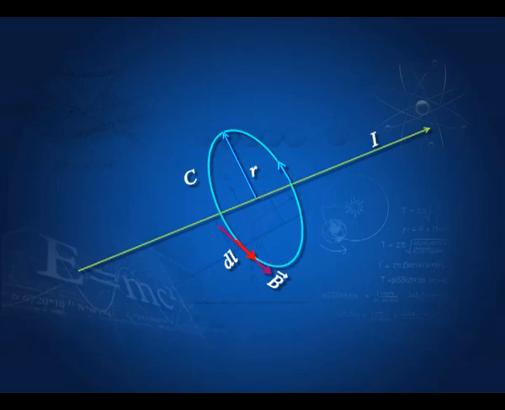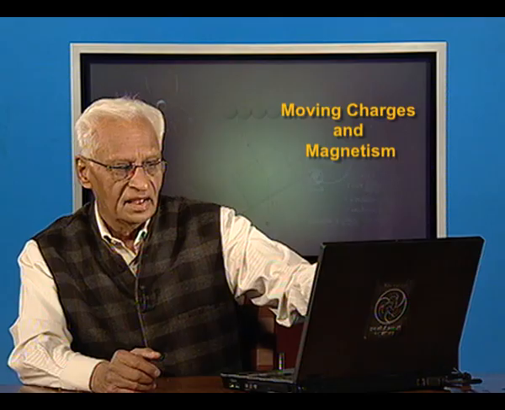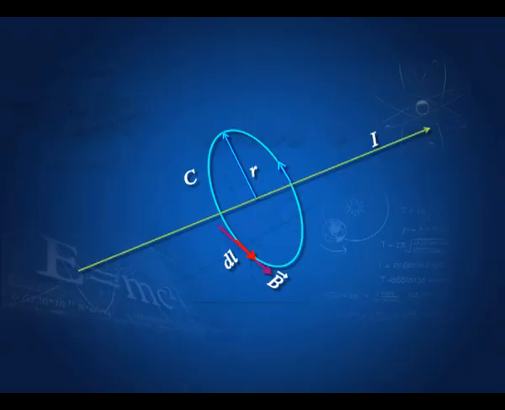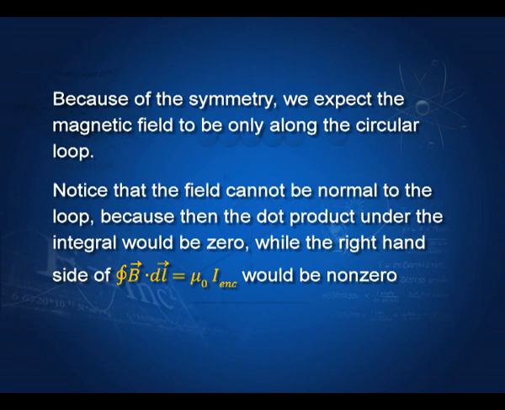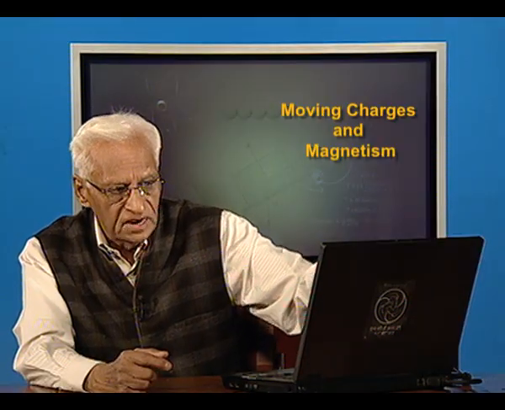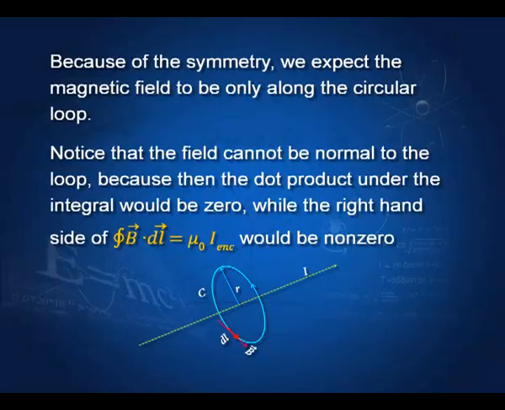So, let us imagine there is a loop, and this loop is drawn with the radius r, the distance at which we want to find out the field. Considering this current, I have taken this loop to be in the anti-clockwise direction, again using that rule. Because of symmetry, the magnetic field must be constant along this loop. It cannot be across that loop, because then the dot product becomes 0. So, it must be along the loop and must be constant because of symmetry.